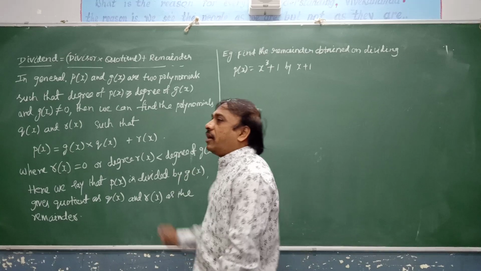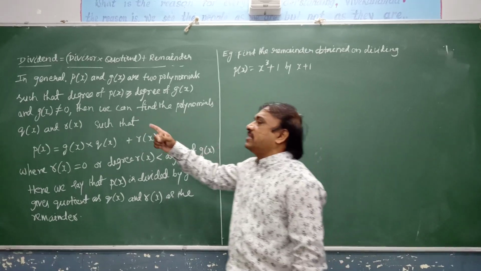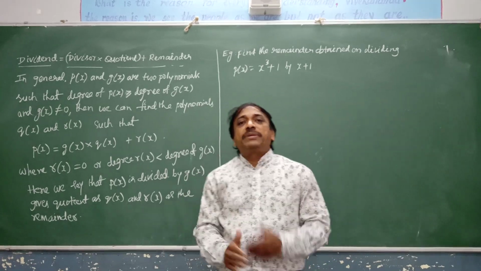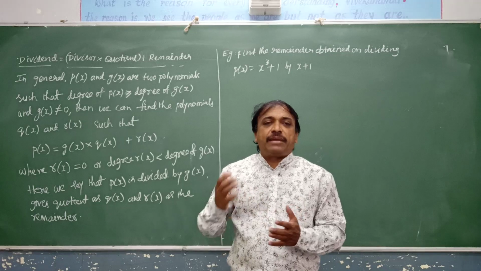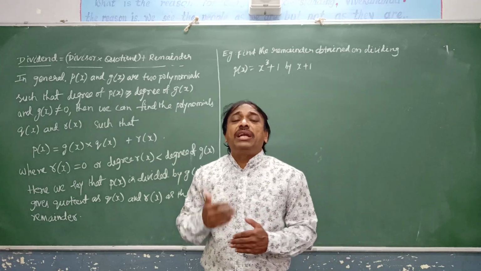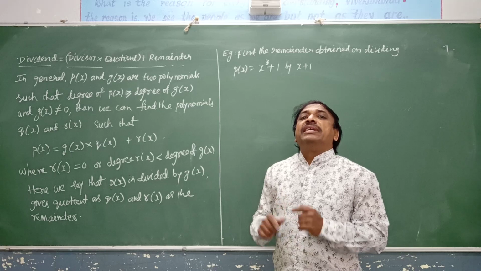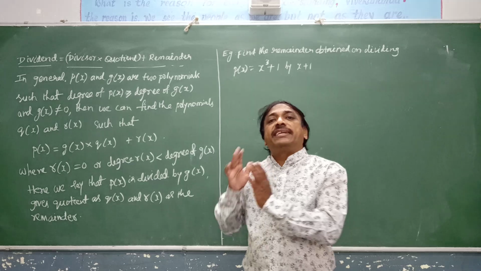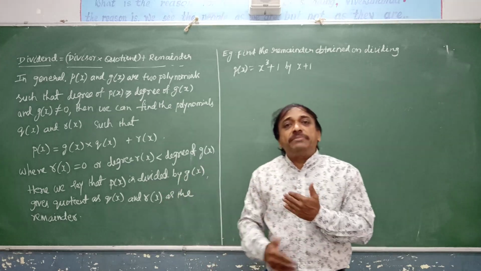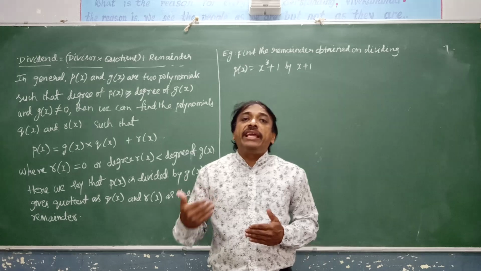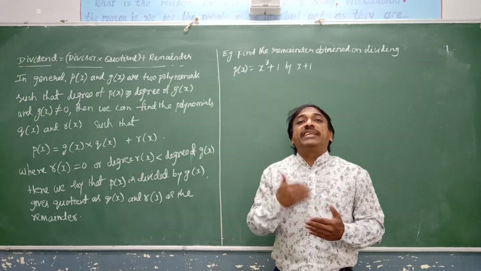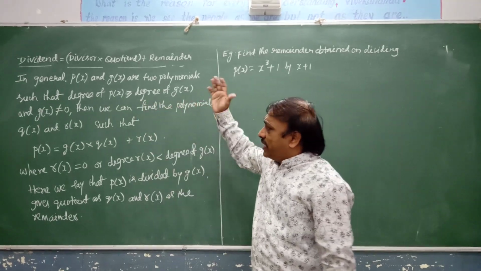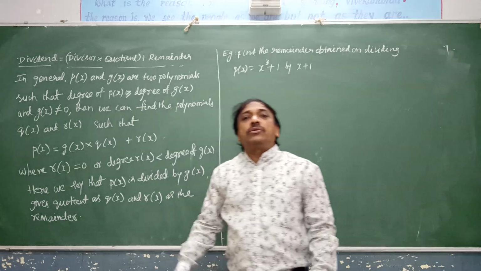In general, p of x and g of x are two polynomials such that the degree of p of x is greater than or equal to the degree of g of x. Here p of x is the dividend and g of x is the divisor. Sometimes the degree of p of x may be greater, sometimes it may be equal, and g of x is not equal to 0.